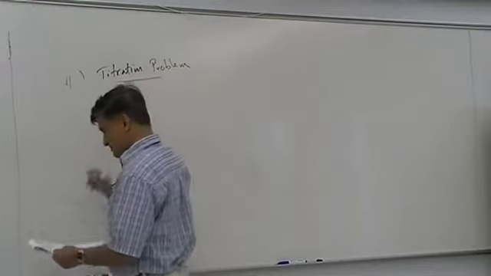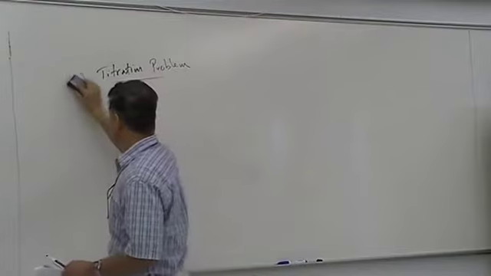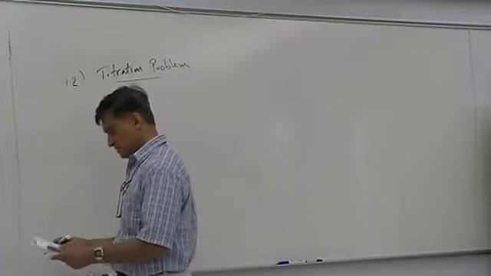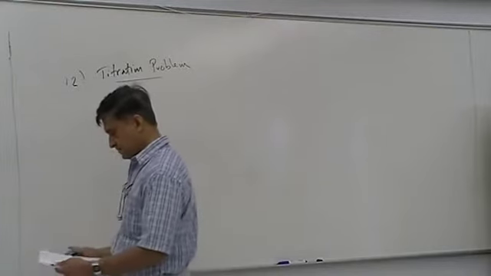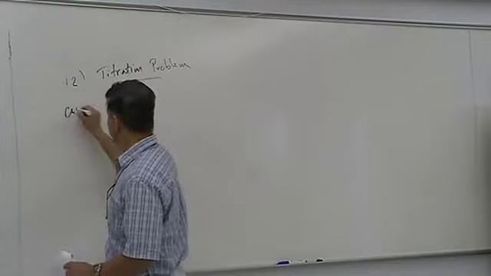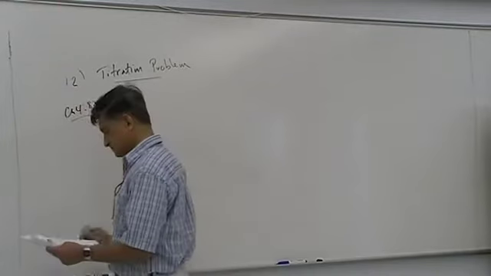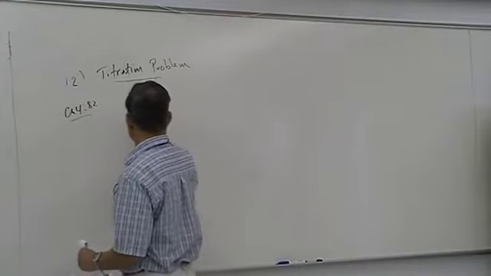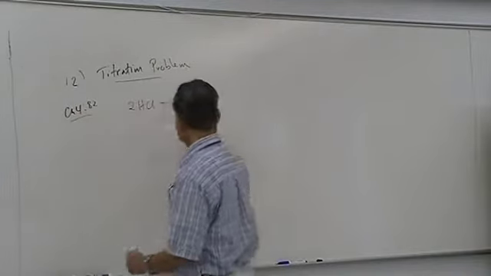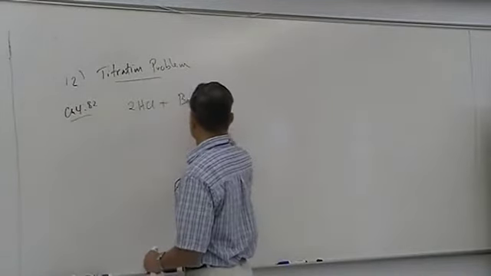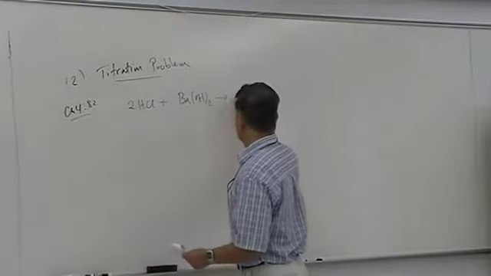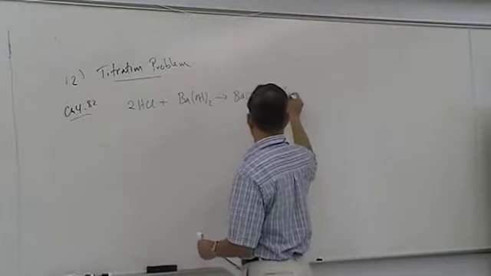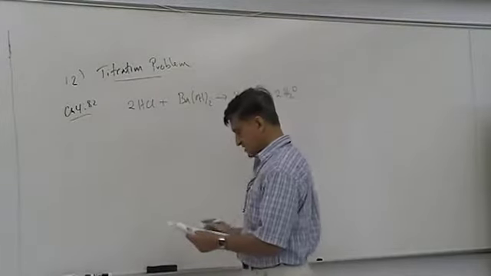So, titration problem. This is from chapter 4, I think it's number 82, chapter 4, 82. Now first you need to write down a balanced reaction. 2HCl plus Ba(OH)2 giving BaCl2 plus H2O. So I already balanced it just to save our time.